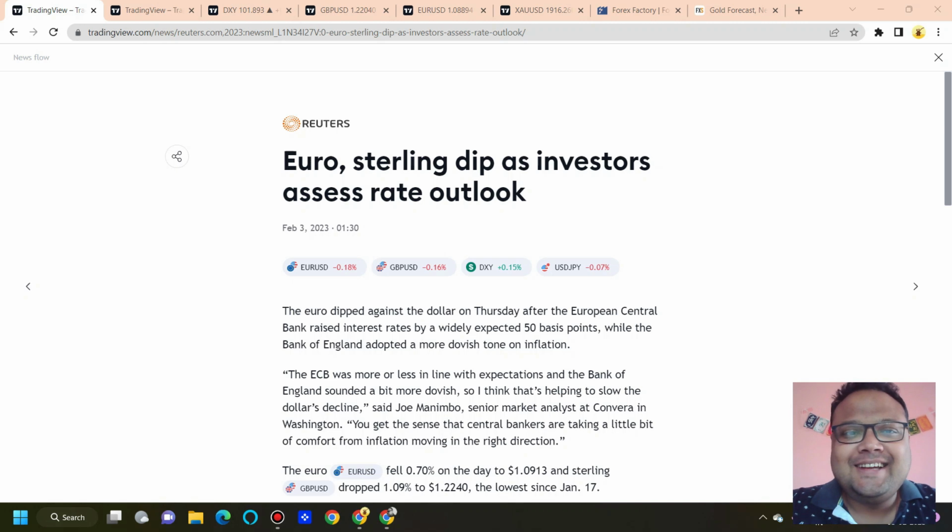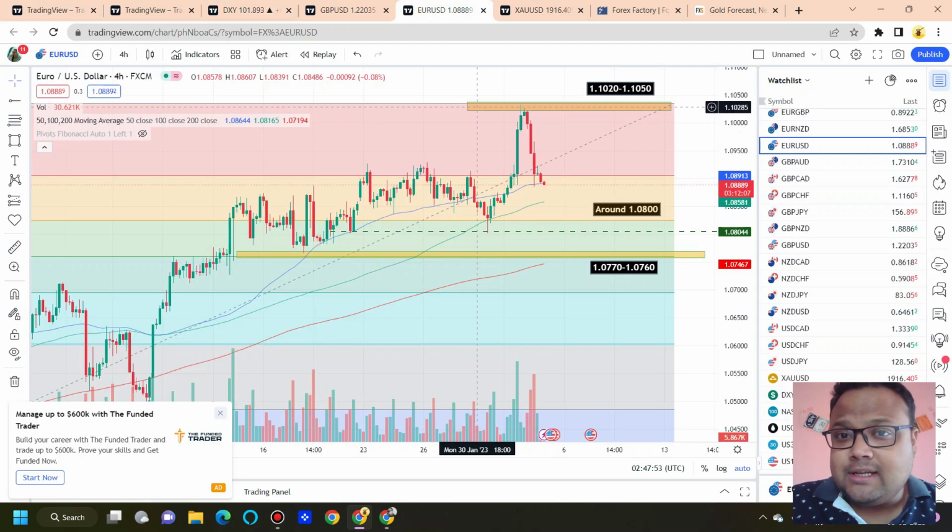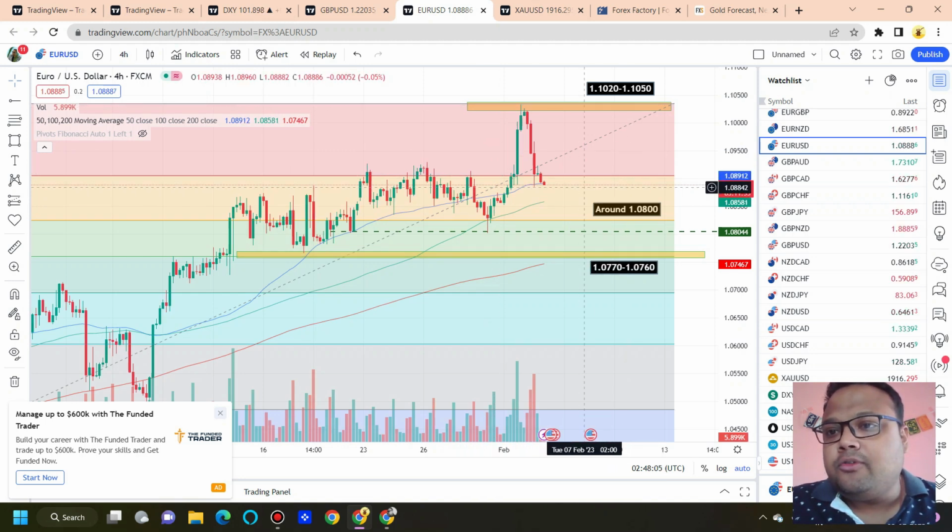So let's get started. As you can see on the screen, Euro Sterling dips as investors assess rate outlook. The euro dipped against the dollar on Thursday after the European Central Bank raised interest rates by a widely expected 50 basis points, while the Bank of England adopted a more dovish tone on inflation. As a result, we saw a big drop on the chart of Euro USD. After making a high of 1.1032, there was a big fall, and right now it's standing at 1.0888.